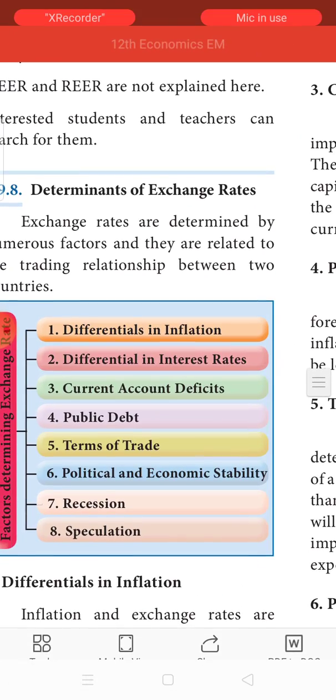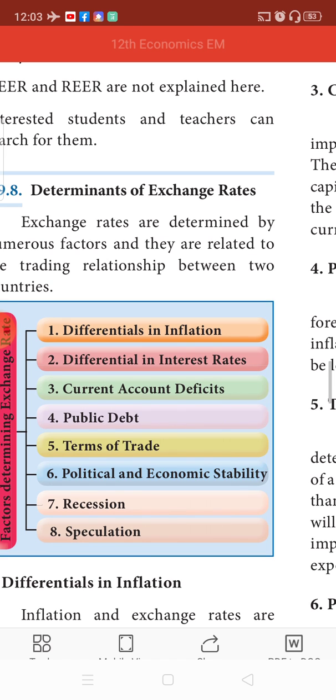When we learn these factors which determine exchange rates, with relationship to the trading between two or more countries, you can write 5 points. You can select any 5 topics, give all the side headings, and write any 5 paragraphs.